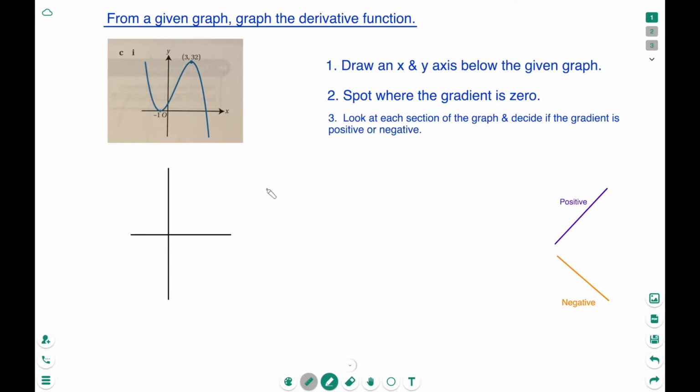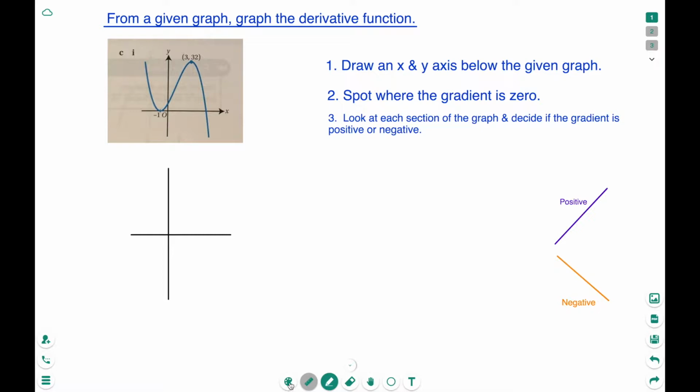Okay, here's a short little video to hopefully help you with your homework on graphing the derivative function. So I'm going to start with C1 just because I think that's going to be slightly easier to see, and I will attach a printout that you can print out so that you can actually do an axis below each question just till you get used to these.